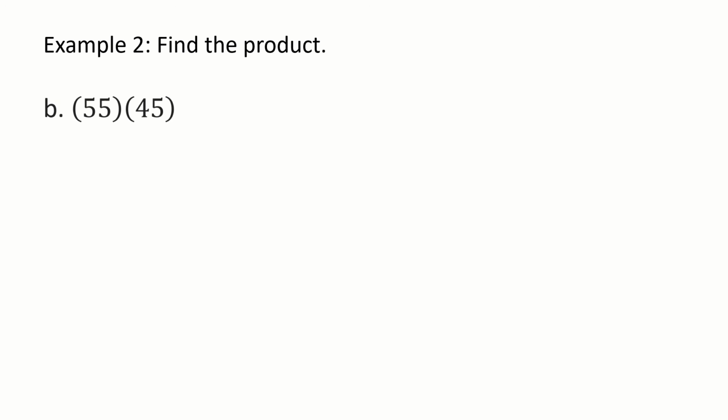Okay, let's try the last one. So 55 times 45. So you can think of 50 and 5 because 50 plus 5 is 55. Using the same digits, because that's our goal to apply the special product that we are currently using. The a is 50, the b is 5, but instead of adding, we subtract, because 50 minus 5 will give you 45.